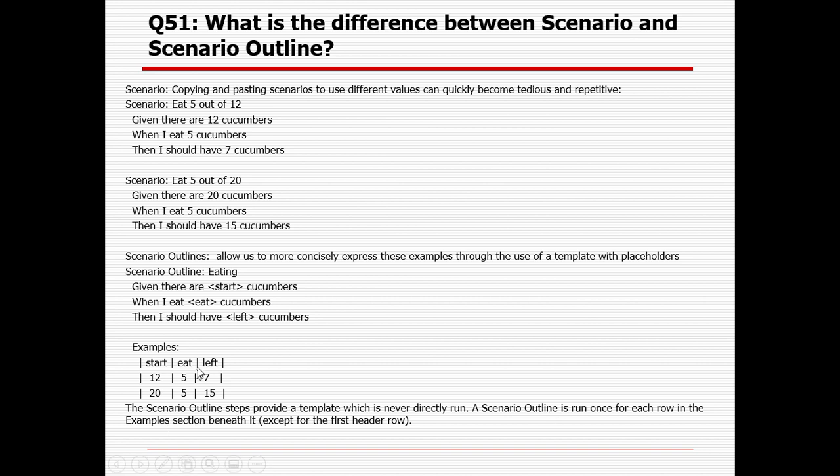First will be your header, where you will be varying the data or creating the variable, and after that your data set will be there. So in case you have 3 rows, 4 rows, 5 rows, your scenario outline will run that many times.